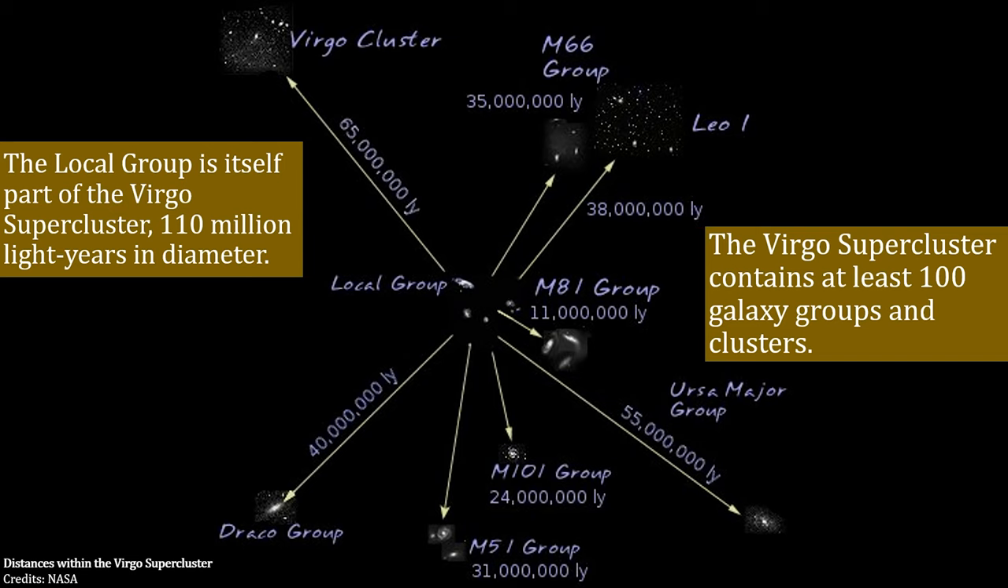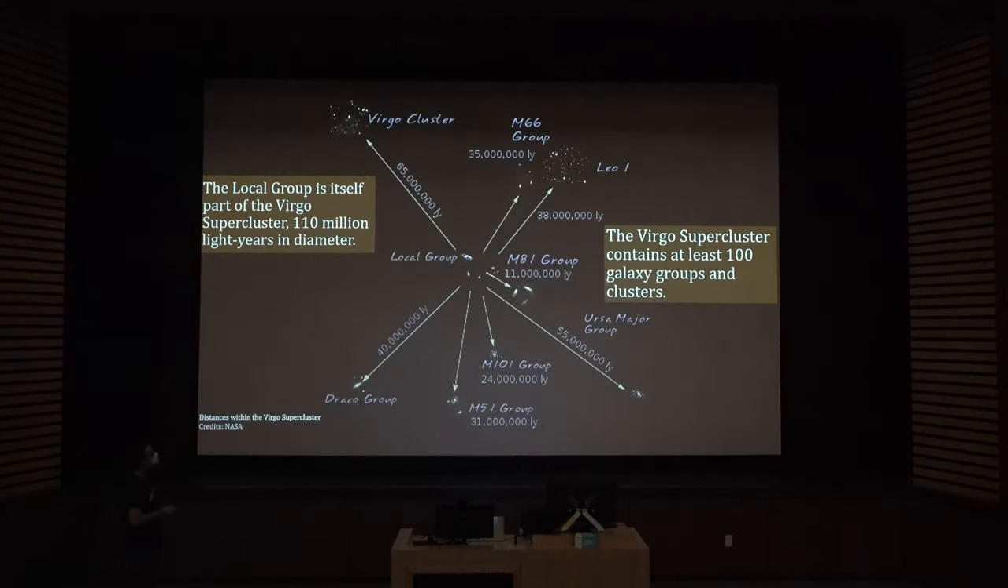The local group is itself part of something bigger called the Virgo supercluster, which is 110 million light years in diameter. And it contains at least 100, not galaxies, but 100 galaxy groups and clusters. So this is kind of a schematic map. Here is the local group, but there are also all these other groups in different places around us that are millions of light years away. And all of these are included in this Virgo supercluster.